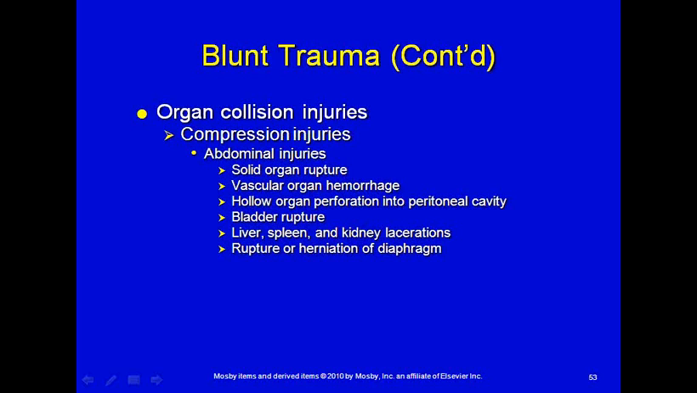With compression injuries, when you compress the abdomen on the steering wheel, compress the abdomen against the seat belt, your solid organs can rupture, your hollow organs can dump all their contents into the peritoneal cavity, your bladder can rupture, you can get lacerations of the liver, spleen, kidney, you can rupture the diaphragm and herniate your stomach and intestines up into your lung.